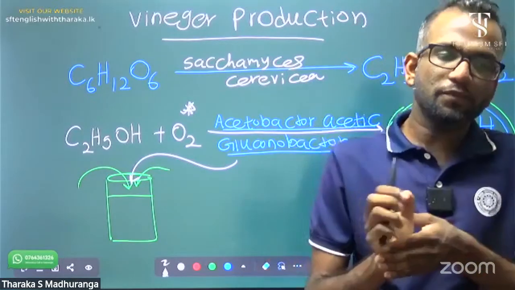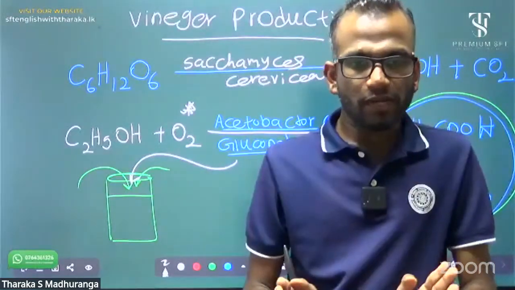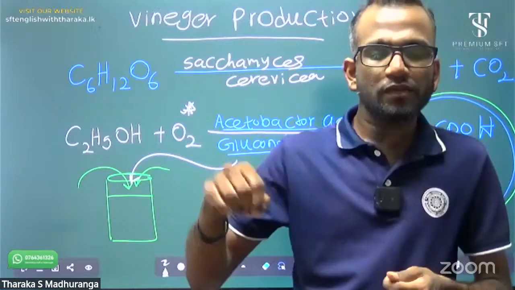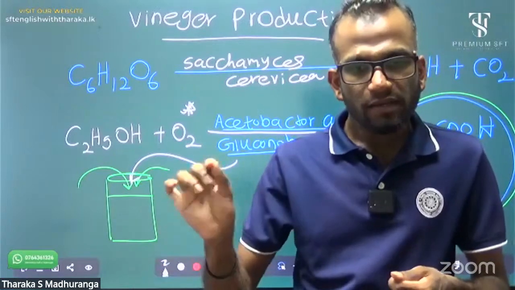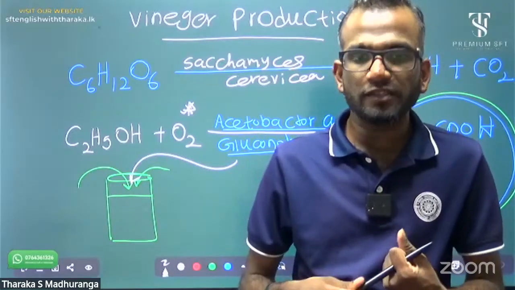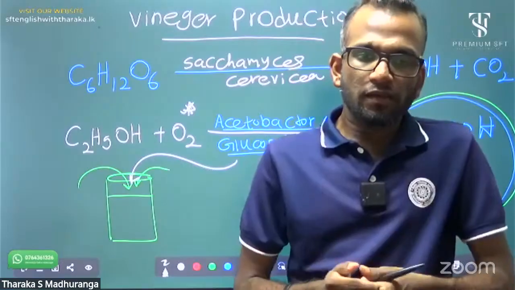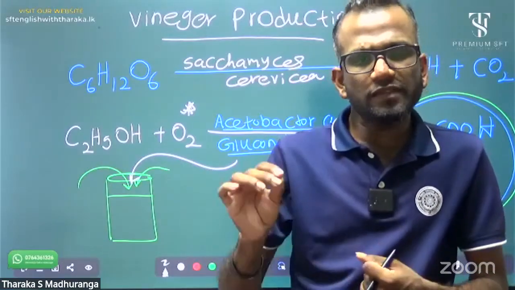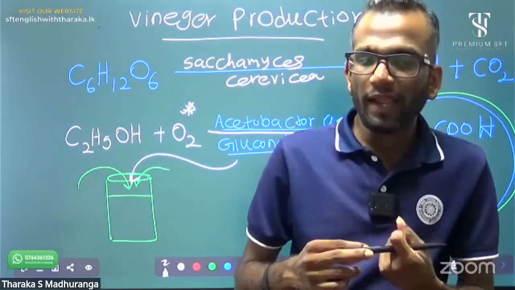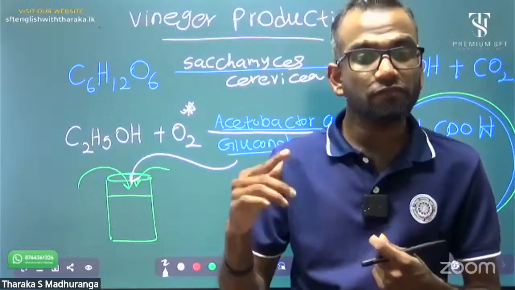I'll explain again if you want. Get a glass of water, add 4 spoons of sugar, stir well, and add 2 to 3 grams of yeast. Yeast means Saccharomyces cerevisiae. It's a fungi type, baking yeast. Keep it for 3 to 4 days. Then you can see the color and smell. Using the smell and color, you can identify it's ethanol now. After 4 days, it's completely converted into ethanol after the fermentation process.